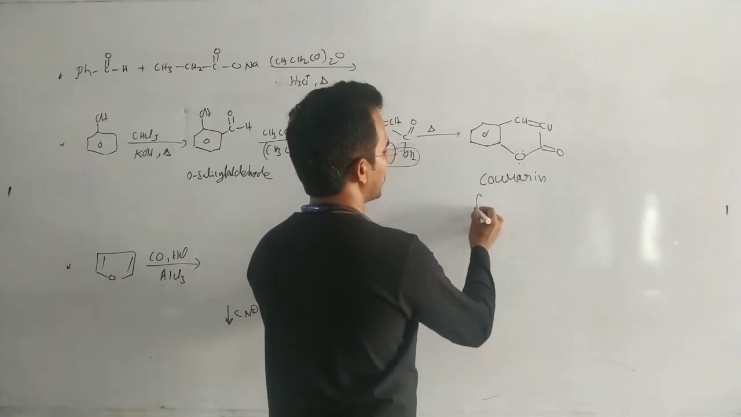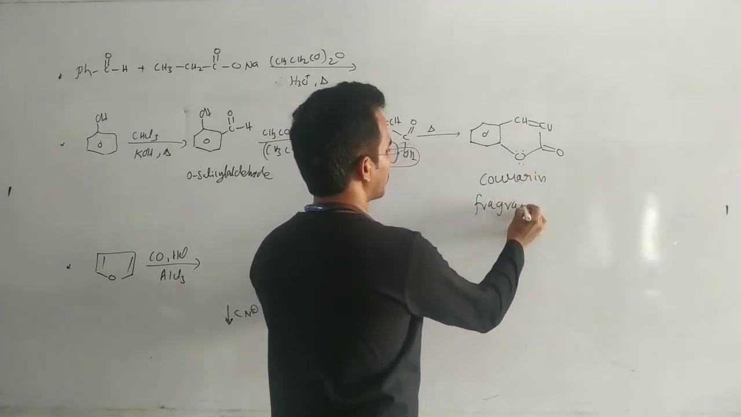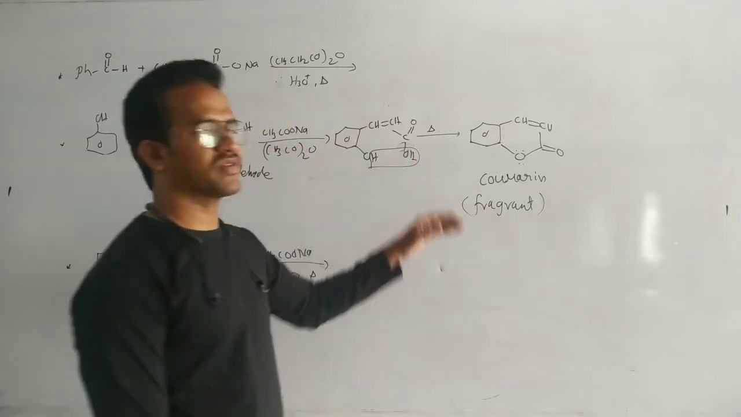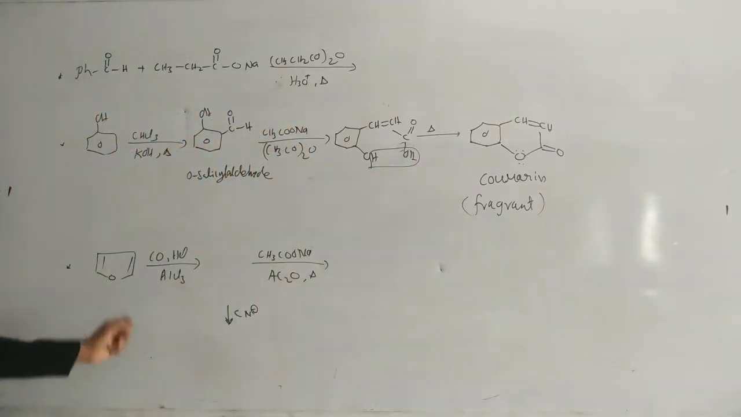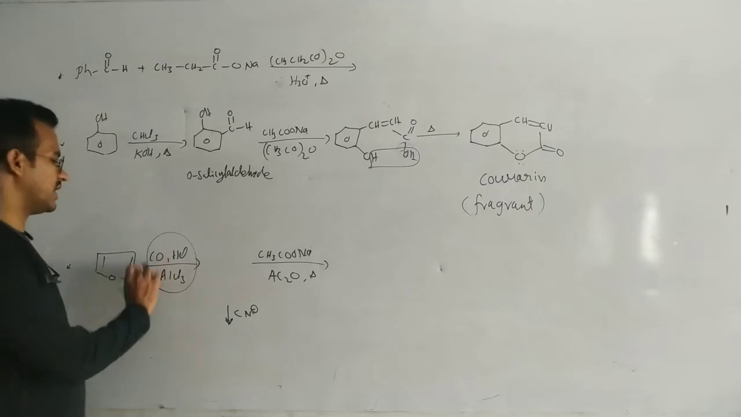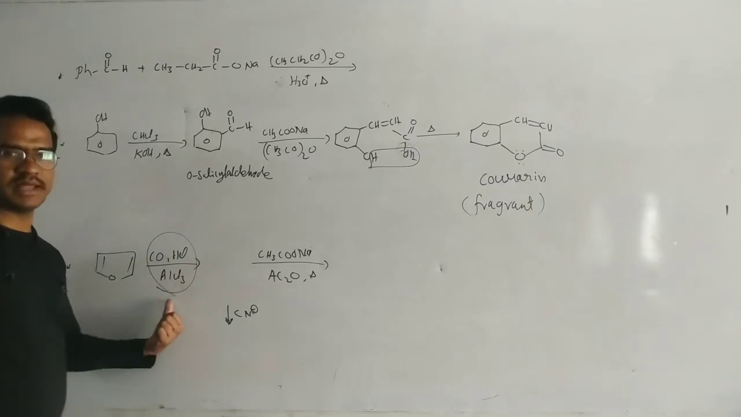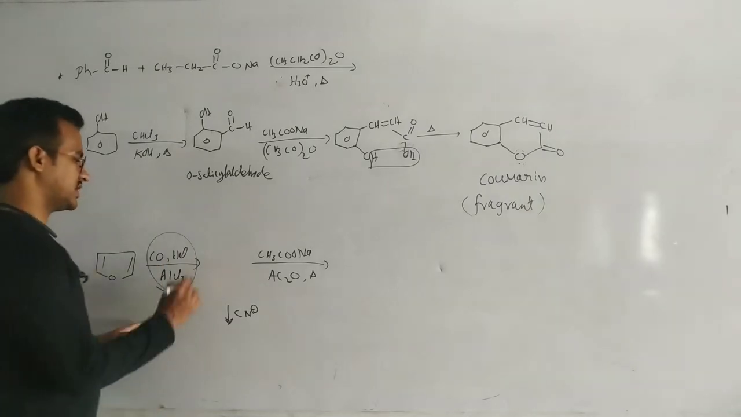It is known as a coumarin. It is a fragrant compound. Okay, there is a fragrant coumarin. Now here, furan. Furan on reaction with CO, HCl, AlCl3 is a formylation reaction, the Gattermann formylation reaction.